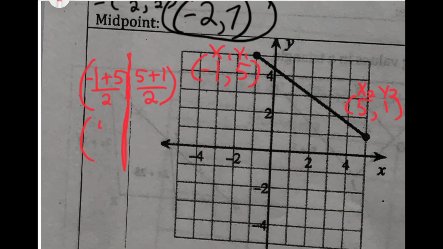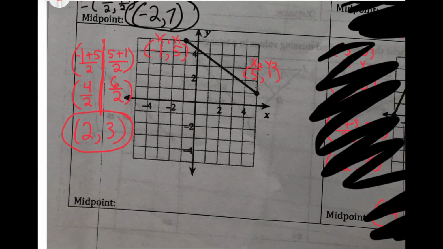So simplify the x values, we get 4 over 2. Simplifying the y values, we get 6 over 2. And then we can simplify one last time to get 2 and 3, my bad. 2 and 3. So that would be where our midpoint is located.